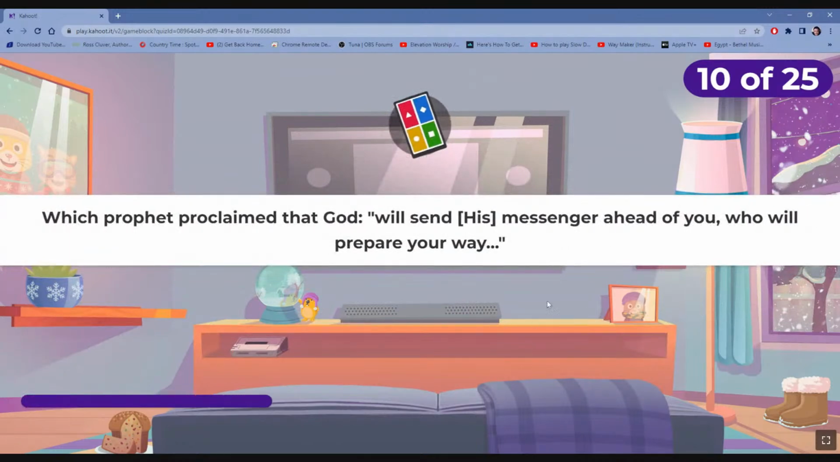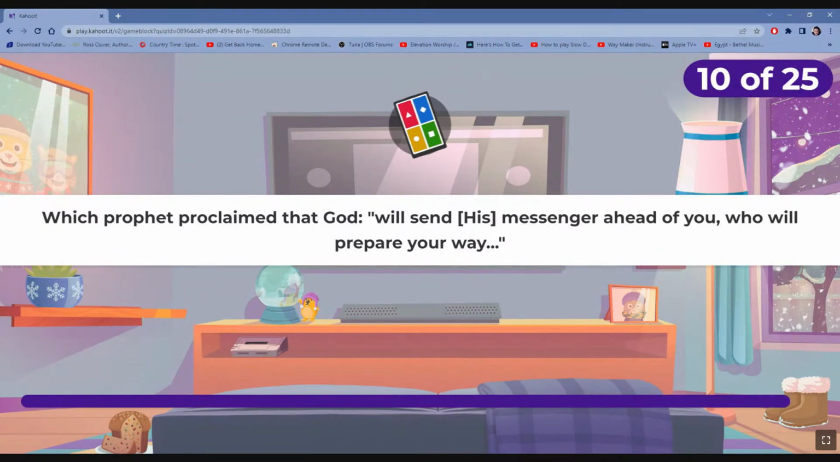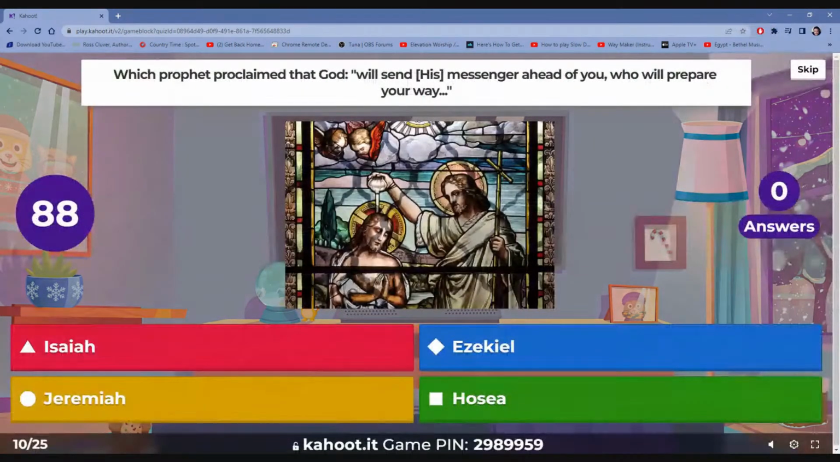Question 10, we're halfway, just not even halfway. Which prophet proclaimed that God will send his messenger ahead of you who will prepare your way in the wilderness? Red Isaiah, blue Ezekiel, yellow Jeremiah, green Hosea. Which prophet proclaimed that God will send his messenger ahead of you who will prepare your way?